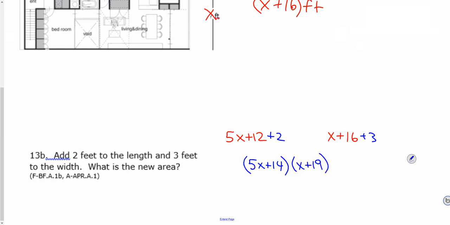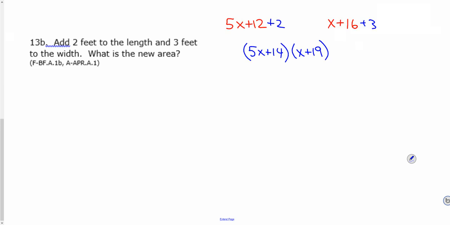They want us to find the area. So when you find area, you just multiply. So 5x times x is 5x squared. 5x times 19 is 95x. 14 times x is 14x, and then 14 times 19 is 266.